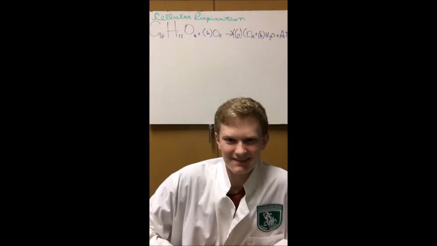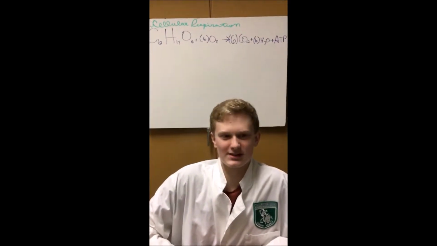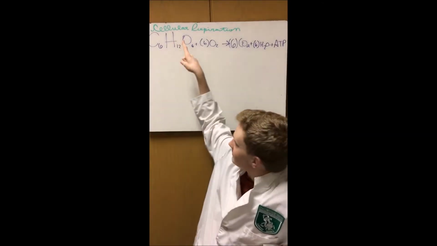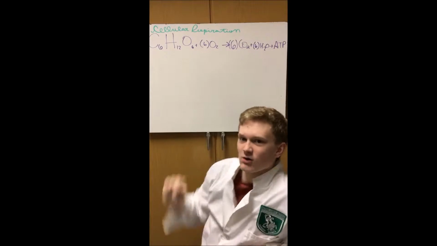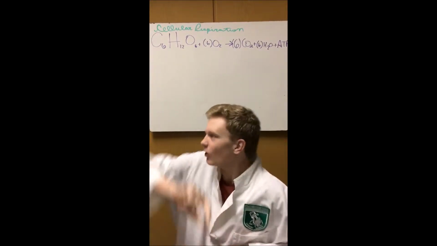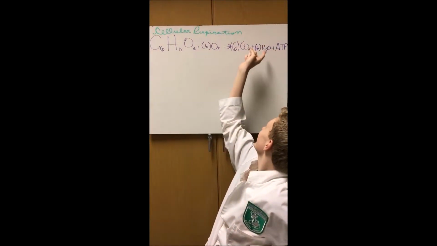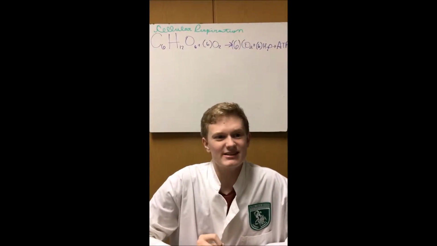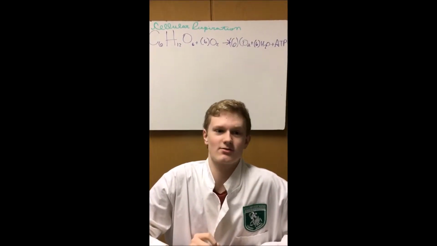Our cells combine chemicals and the food that we eat with oxygen to store energy in another simple chemical called ATP. The formula for aerobic cellular respiration is C6H12O6, also known as glucose, plus 6O2 goes to 6CO2 plus 6H2O plus ATP, which is energy. ATP is produced in a multitude of ways during respiration.